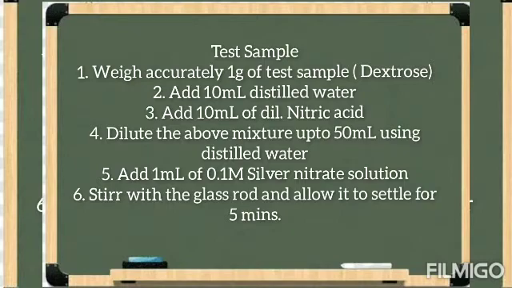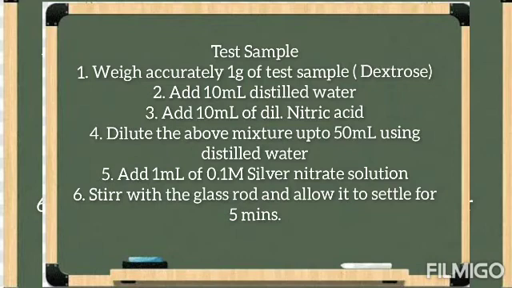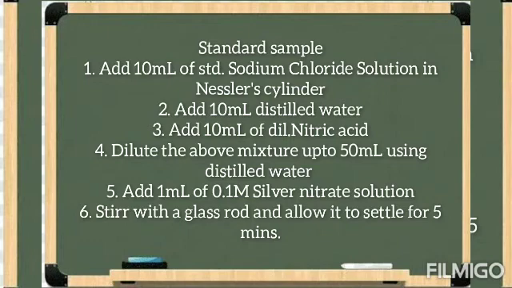Test sample preparation. Weigh accurately 1 gram of test sample and transfer it into the Nessler cylinder. Then add 10 ml of distilled water. Then add 10 ml of dilute nitric acid and dilute the above mixture up to 50 ml using distilled water. Then add 1 ml of 0.1 molar silver nitrate solution and stir with the glass rod and allow it to settle for 5 minutes.